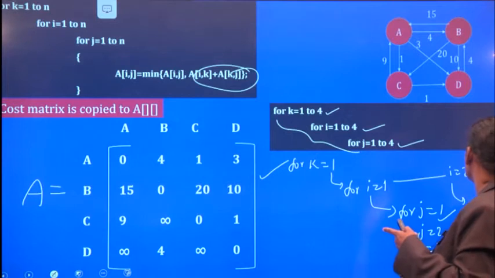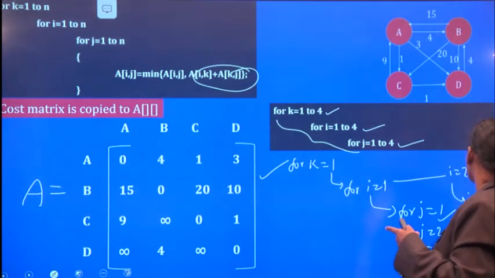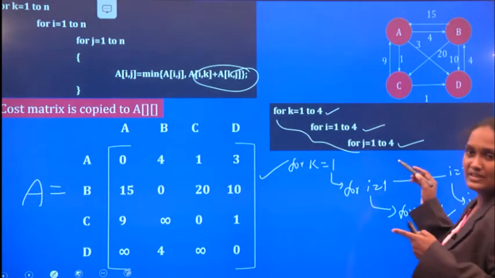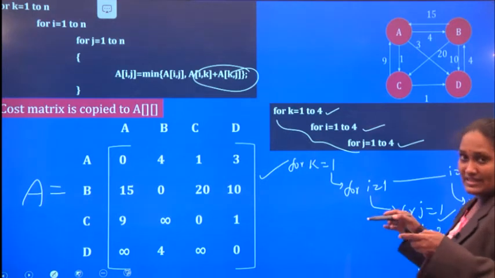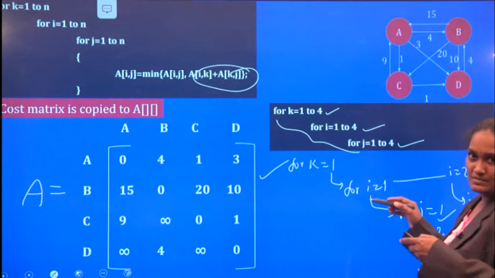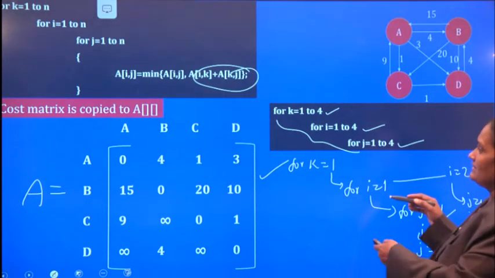Again I come to j. j is equal to 1, j is equal to 2, j is equal to 3, j is equal to 4. So like that we need to do the algorithm. So what are the various cases that we are obtaining for these three nested for loops? Let us see the different cases.